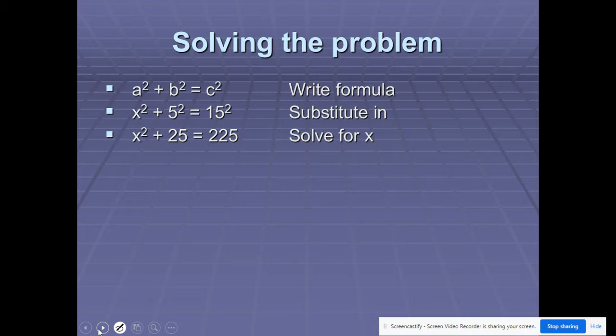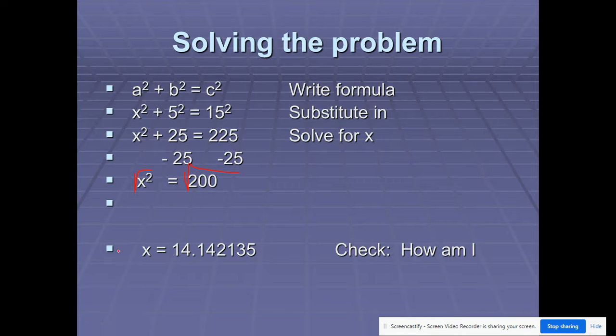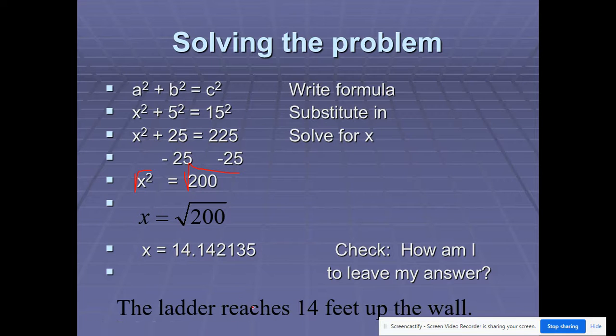So do the math. We have x squared plus 25 equals 225, and now we need to solve for x. To do that, we need to subtract 25 from both sides, because remember, what we do to one side, we have to do to the other. We get x squared equals 200. We need our x all by itself, so we're going to take the square root of both sides, and we're going to end up with x equals 14.142135. So I'm going to leave my answer rounded to the nearest whole foot. So the ladder reaches about 14 feet up the wall.